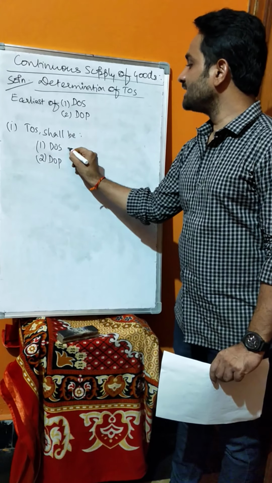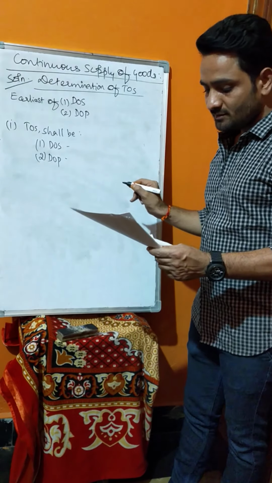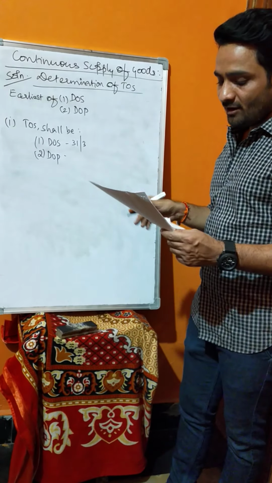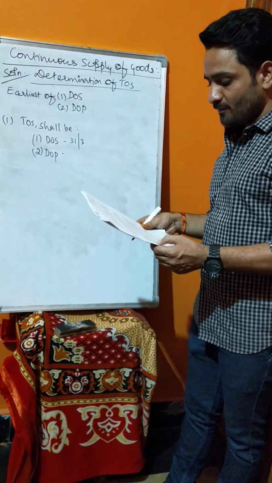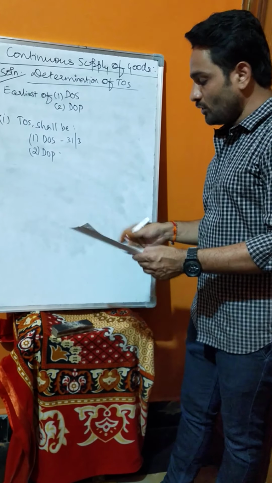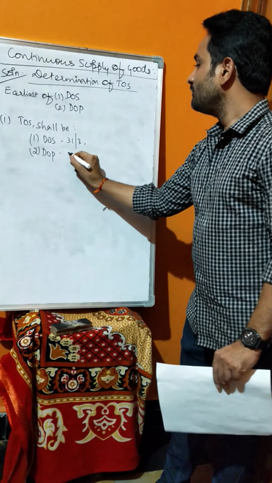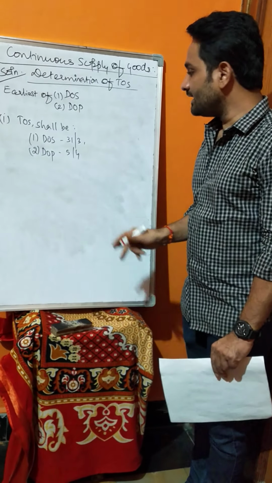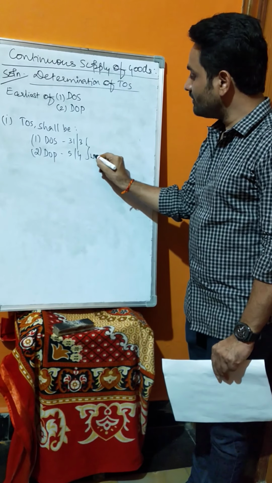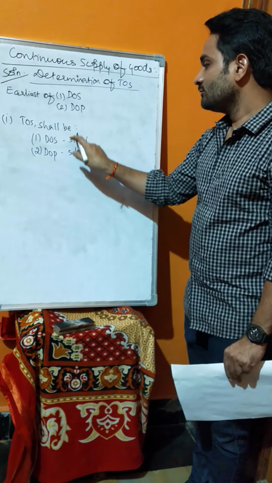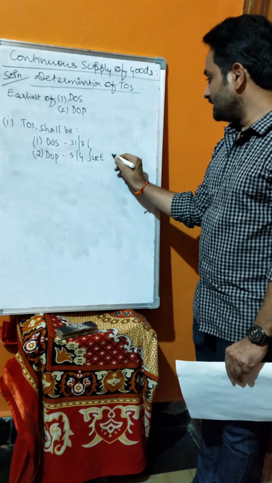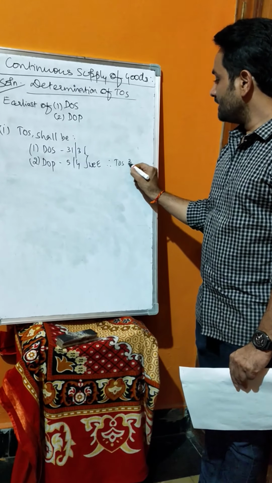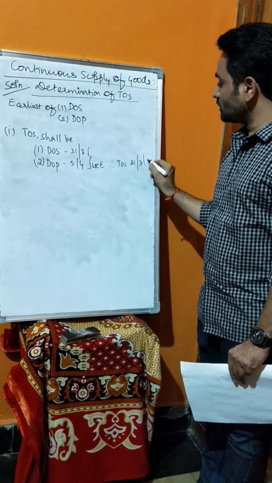Date of payment is given as 31st March and statement issued on 5th April. In these two, whichever is earlier, 31st March or 5th April. Therefore, time of supply shall be 31st March 2018.